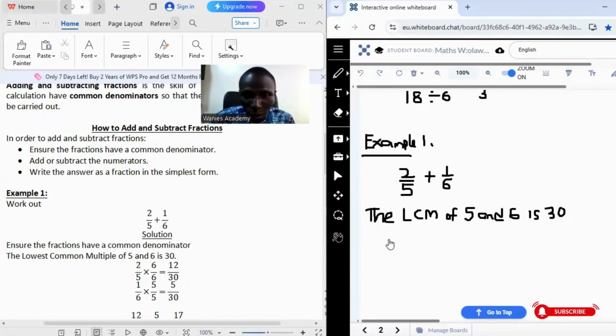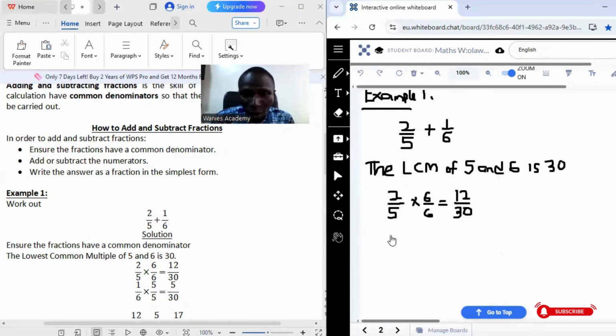So here we have the first fraction, which is 2/5. We just look for a number that you're going to use to multiply the denominator and to make sure that it's going to give us 30, which is the LCM. So that will be 2 multiplied by 6, 5 also multiplied by 6. So 2 times 6, we're going to have this to be 12. And 5 times 6, we're going to have this to be 30. So that's for the first fraction.